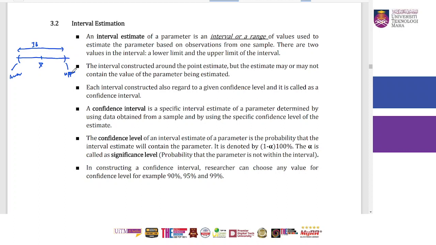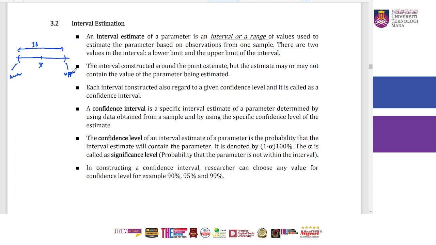So kita nak tengok. So an interval is constructed around the point estimate, but the estimate may or may not contain the value of the parameter being estimated. Okay, so itu yang dimaksudkan. So kat sini dia mungkin akan mengandungi nilai tersebut ataupun mungkin tidak. So ini yang kita panggilkan satu terms yang digunakan dalam ni, dipanggil sebagai confidence interval. So a confidence interval is a specific interval estimate of a parameter determined by using data obtained from a sample by using a specific confidence level and estimate.